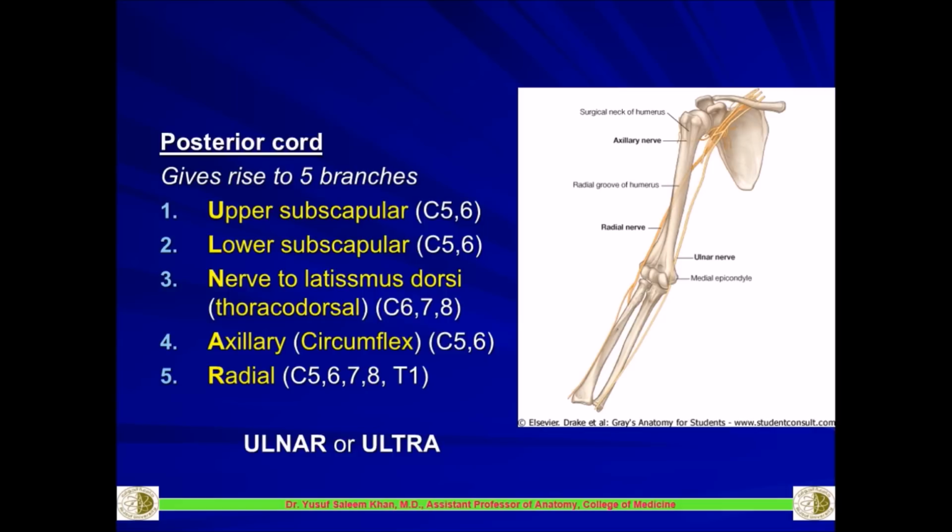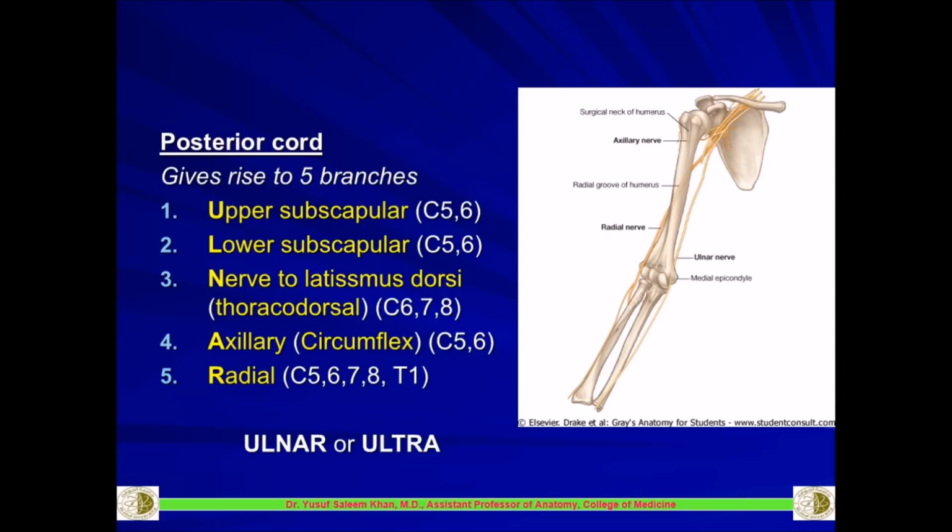So this can be remembered by the term ulnar or ultra. These are the five branches which are from the posterior cord. So the medial cord will give five branches, the posterior cord will give five branches, but the lateral cord gives only three branches. So 5, 5, 3.